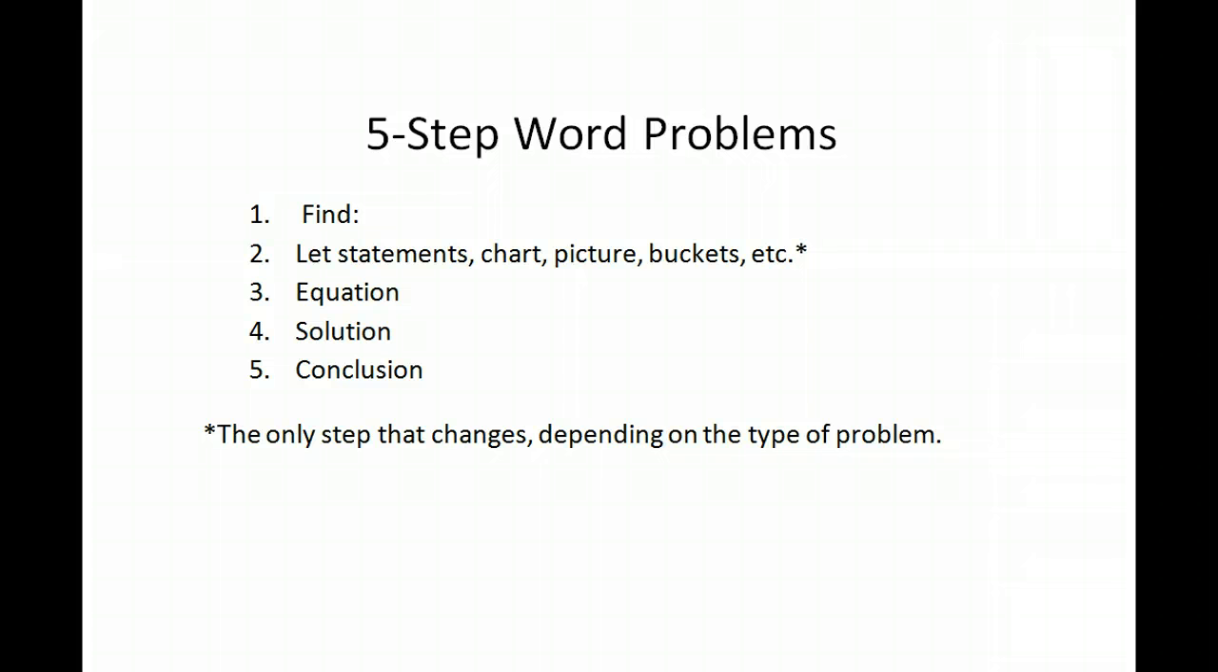Step 2 are your let statements. There may also be a chart, a picture, buckets, something of that nature. Now step 2 is the only step that will change depending on the type of problem that you're doing. Step 3 is the equation, step 4 is the solution, and step 5 is a sentence that gives me the conclusion that answers step 1.